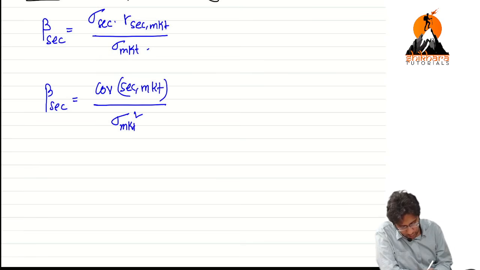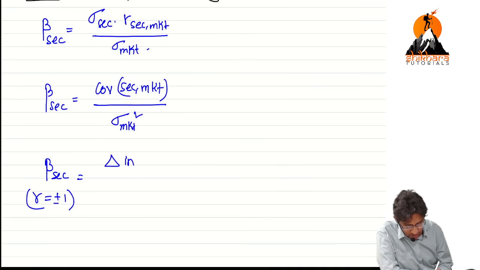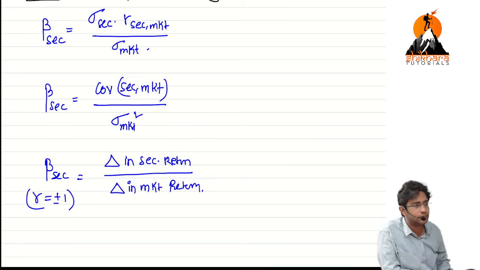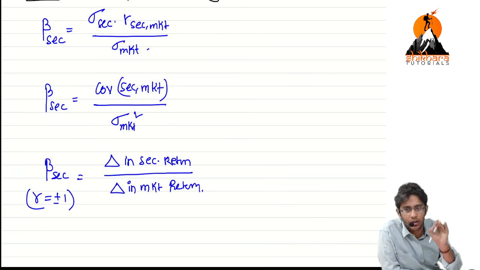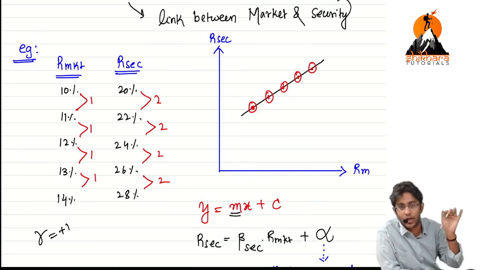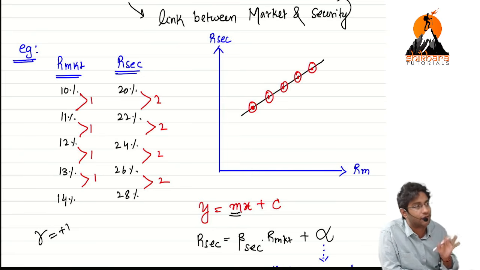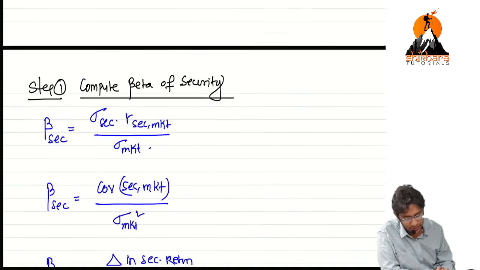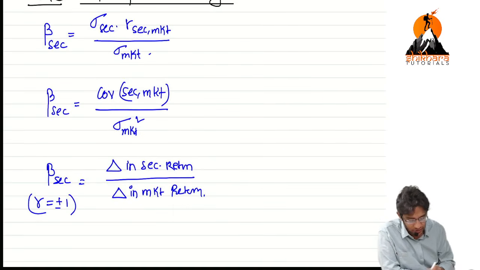Then there is another cute formula. When R is equal to plus or minus 1, then you can do change in security return divided by change in market return. Sir, in this third case, error will not come. Why will error not come? Your points are perfectly falling on a straight line. If I work out the security return with the formula, it will exactly match the actual return also. Error will come when R is other than plus or minus 1. That's why in the questions, they won't give you this third case. In characteristic market line questions, this case will not come.